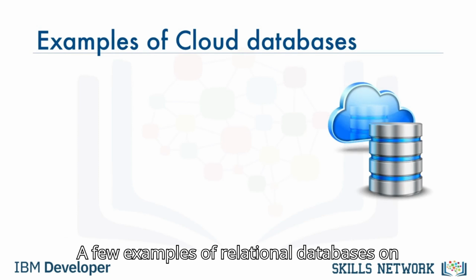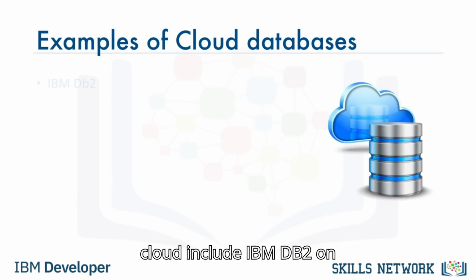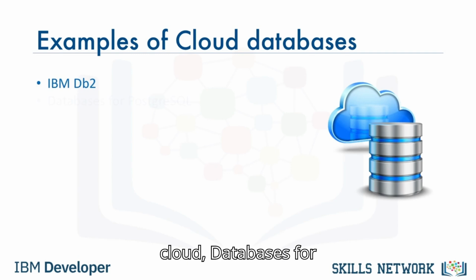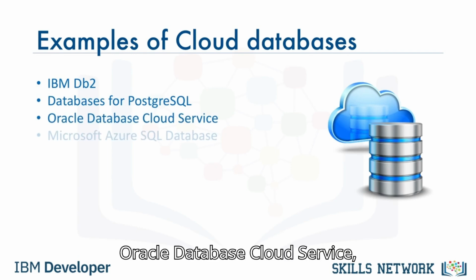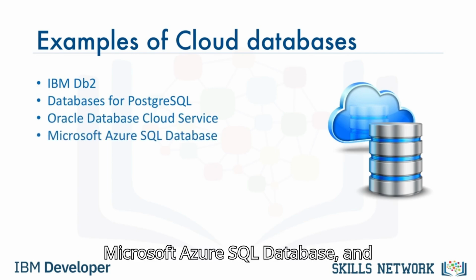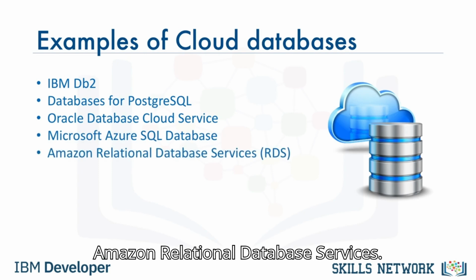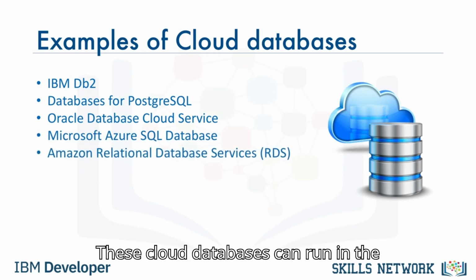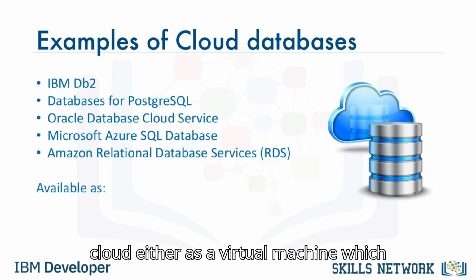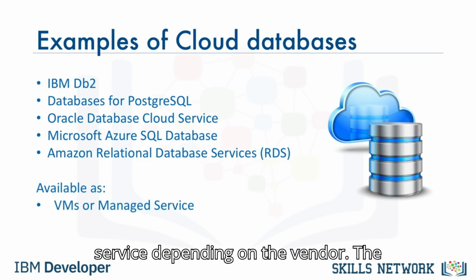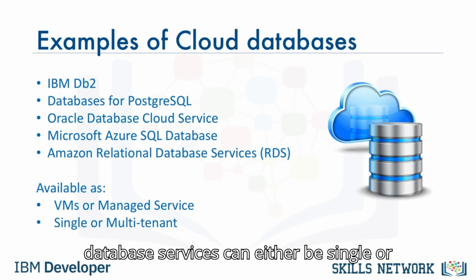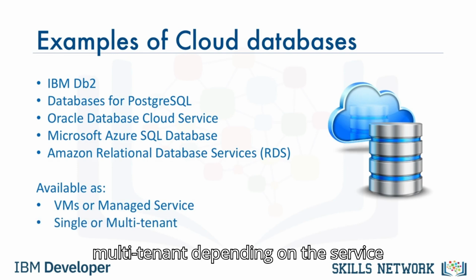A few examples of relational databases on cloud include IBM DB2 on cloud, databases for PostgreSQL on IBM Cloud, Oracle Database Cloud Service, Microsoft Azure SQL Database, and Amazon Relational Database Services. These cloud databases can run in the cloud, either as a virtual machine which you can manage, or delivered as a managed service depending on the vendor. The database services can either be single or multi-tenant depending on the service plan.